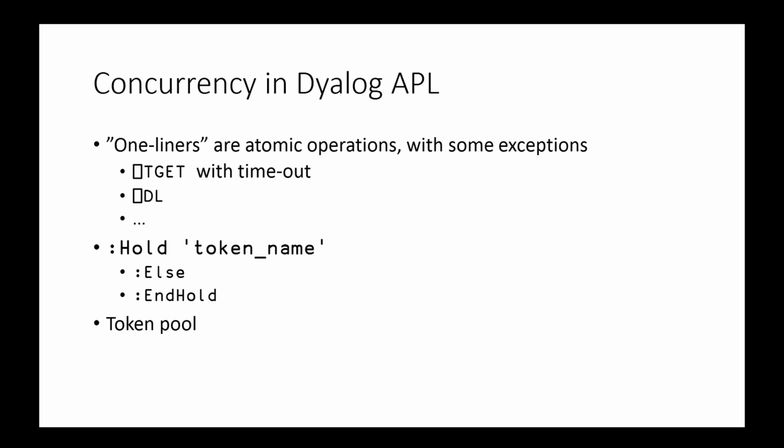Anyway, before we get to the tokens, coding with threads in Dyalog, the first thing I did was to write one-liners, because one-liners are atomic operations, and there are no context switches within the same line of code, with some exceptions. But writing entire programs as one line is kind of not the idea of any programming language, I guess.